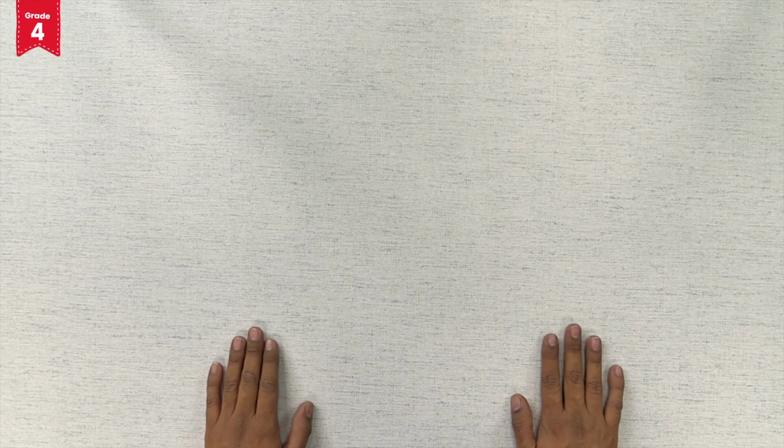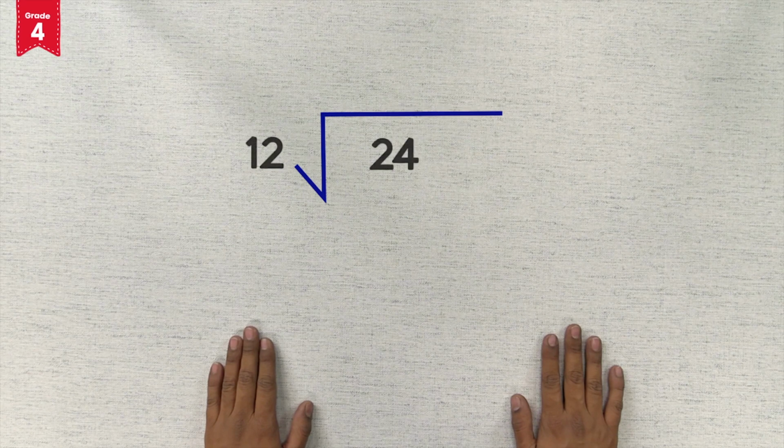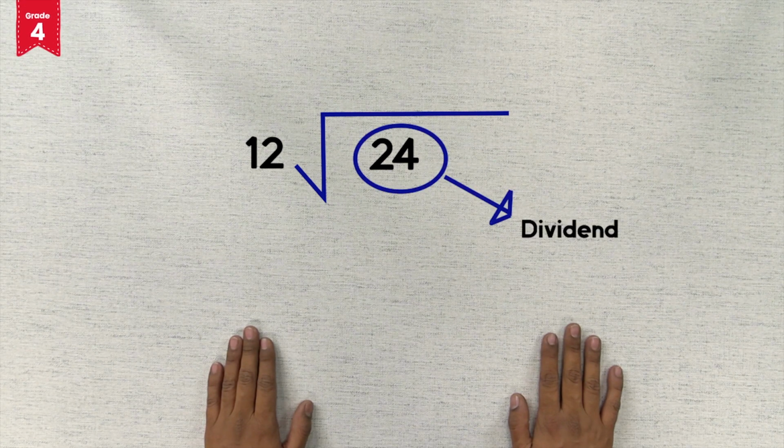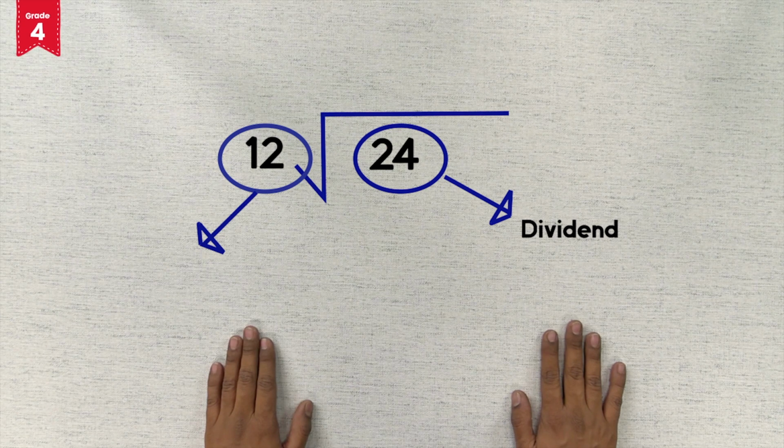We will solve a simple division problem and find the result for 24 divided by 12. Here, 24 is the number that is being divided and will be called the dividend, and 12 is the number which divides the dividend and will be called the divisor.